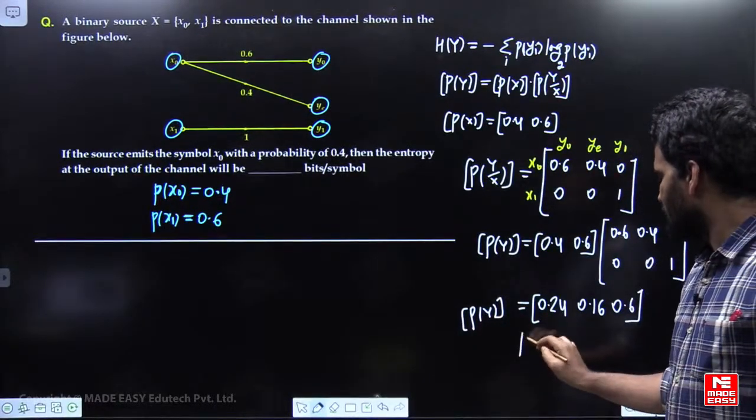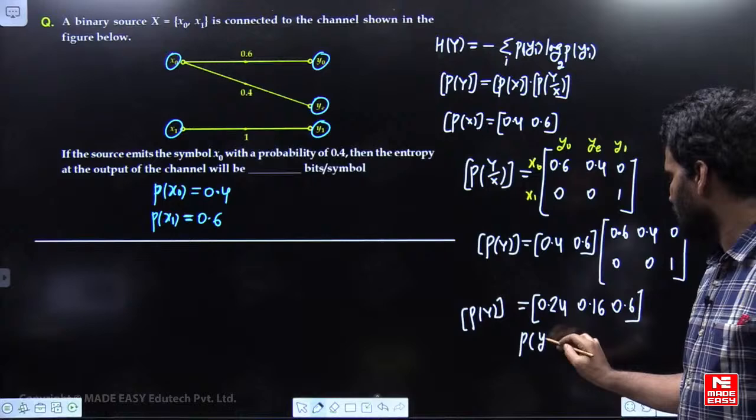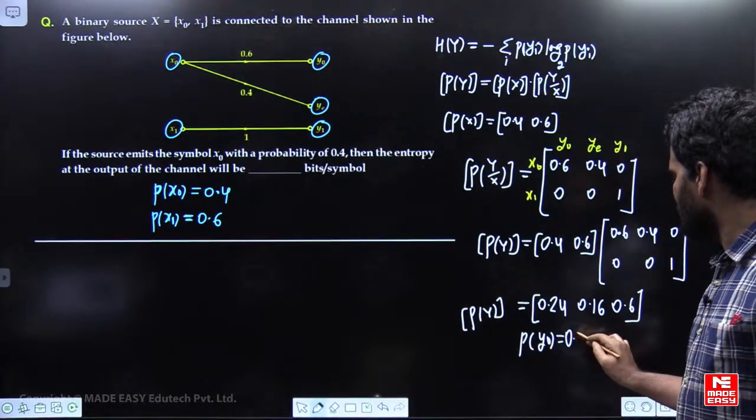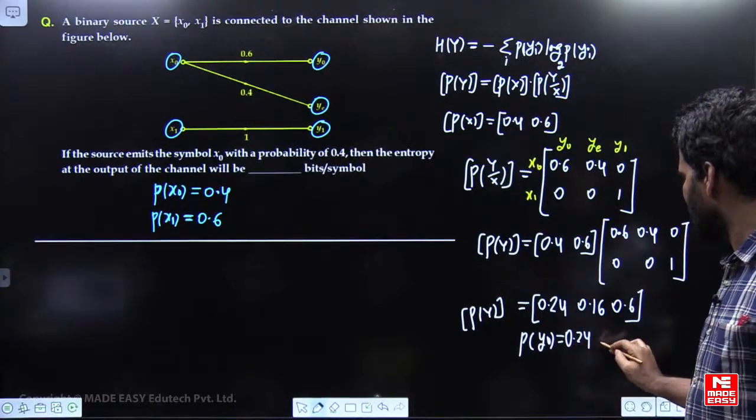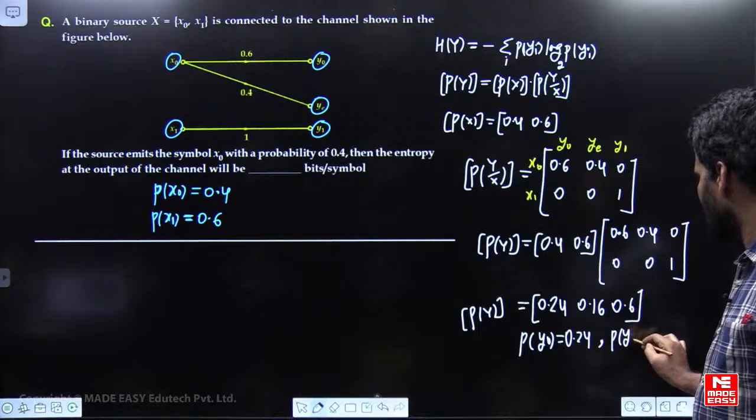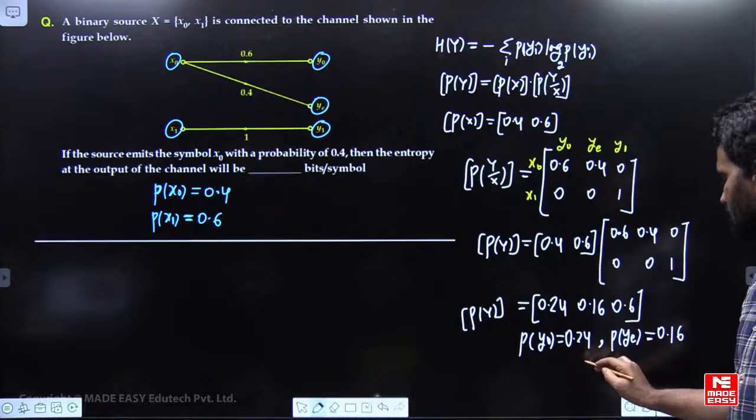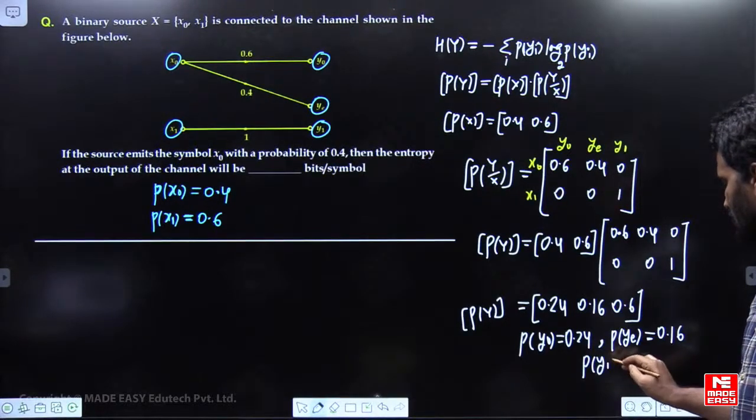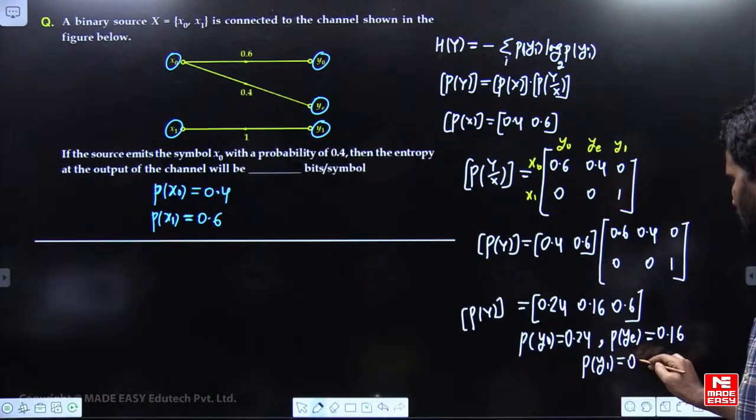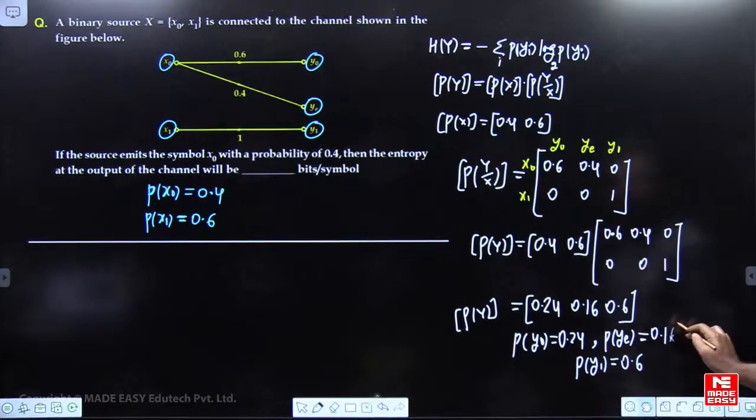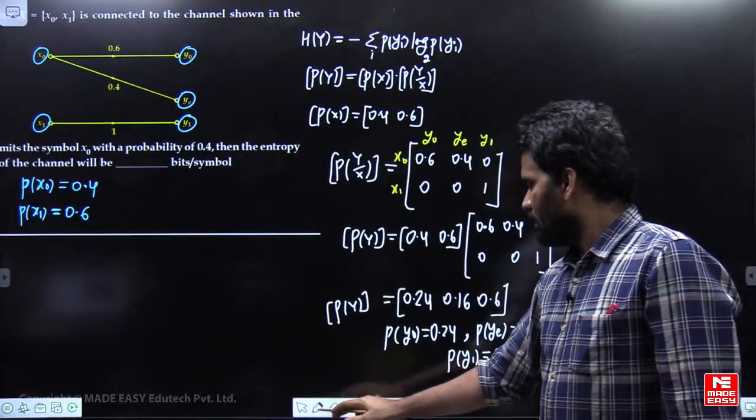So I can say P(y0) is 0.24. Next, P(ye) is 0.16. P(y1) is 0.6.